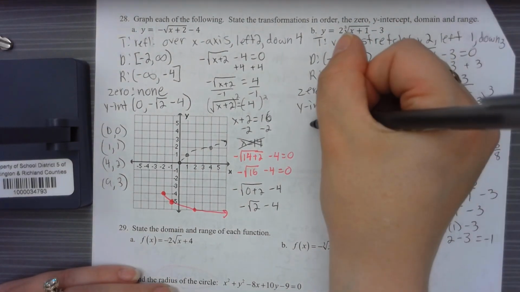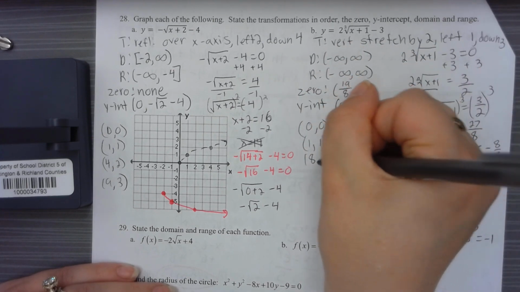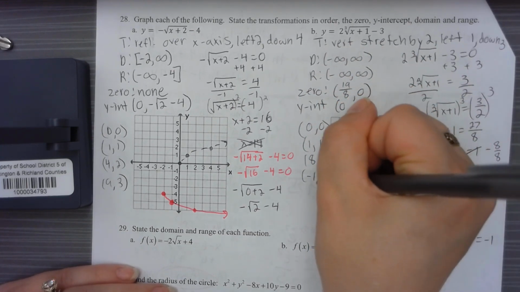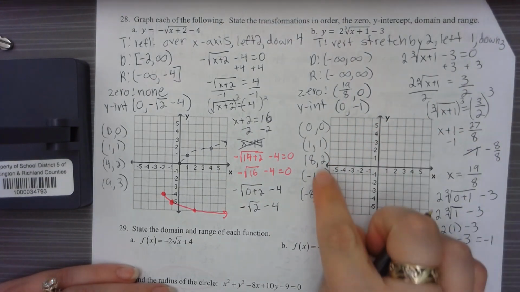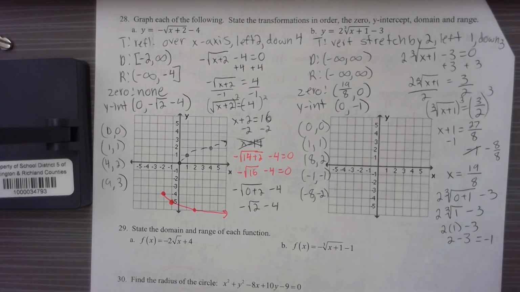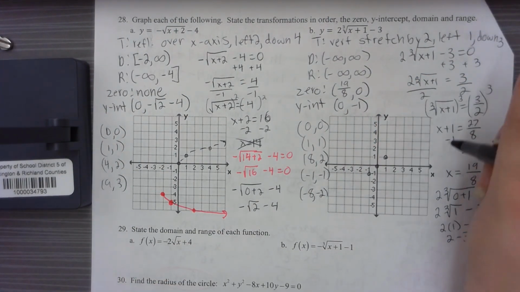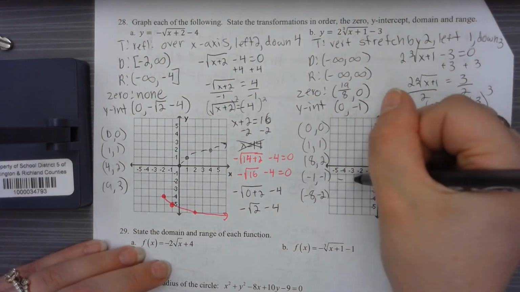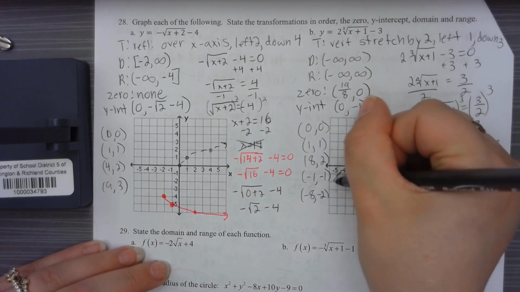So the parent function points for this one are (0, 0), (1, 1), (8, 2), (negative 1, negative 1), and (negative 8, negative 2). Which again, these two aren't really fitting on this graph, but just do know that those exist. So (0, 0), (1, 1), (negative 1, negative 1), (8, 2), (negative 8, negative 2). So this is my parent function. And then we want to transform it.